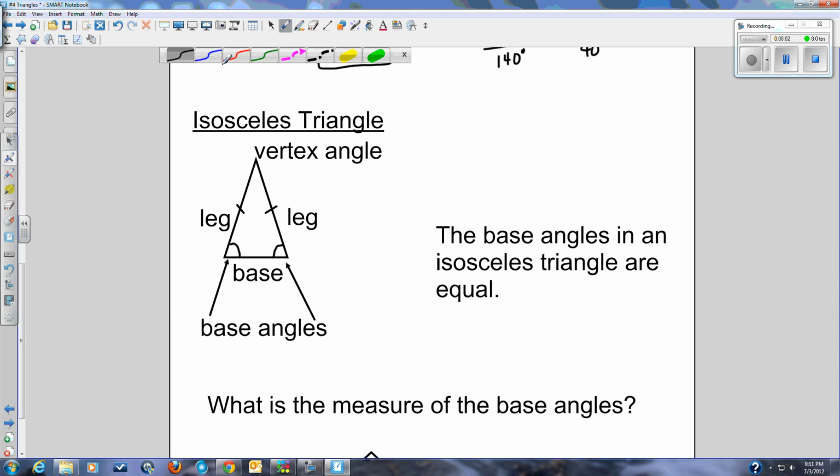Next, let's talk a little more about the isosceles triangles. In an isosceles triangle, the two equal sides are called legs. Where the legs meet, the angle where they meet is called the vertex angle. The third side is called the base. And the angles that are formed by the legs and the base are called base angles. Now you notice I have arcs that look pretty much the same on this triangle, and that shows that the base angles in an isosceles triangle are equal.